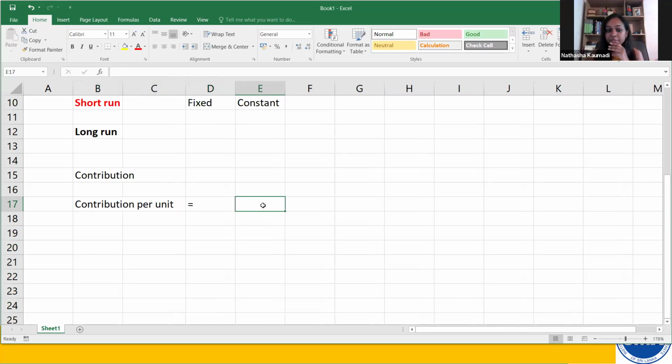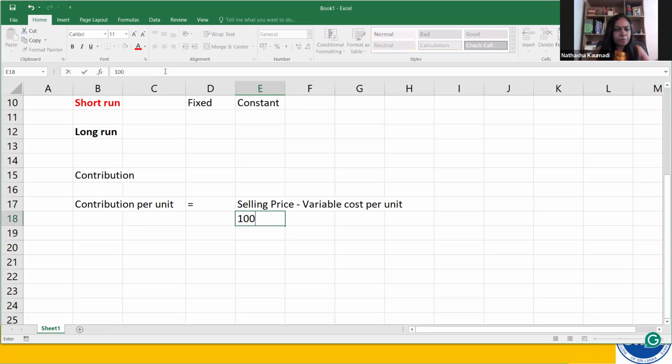You take the selling price and deduct the variable cost per unit from the selling price. Now, if the selling price is 100 rupees, and your variable cost is the variable cost per unit.